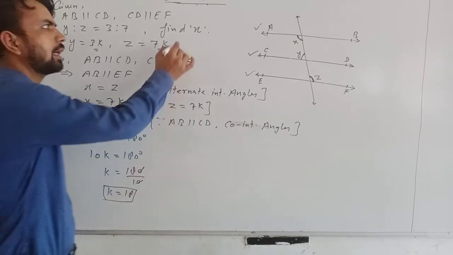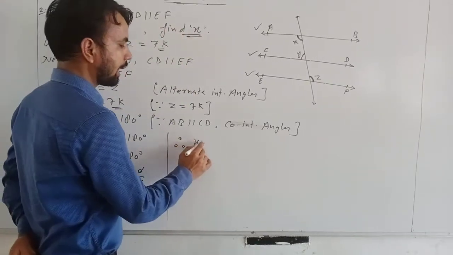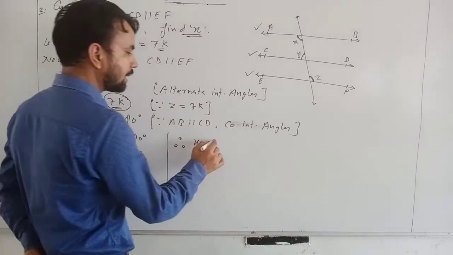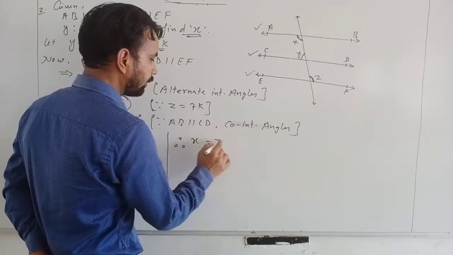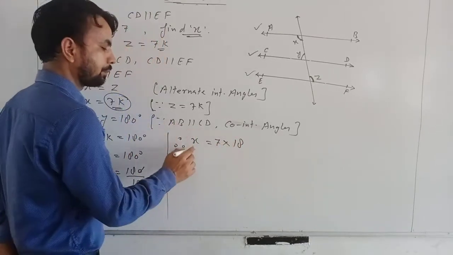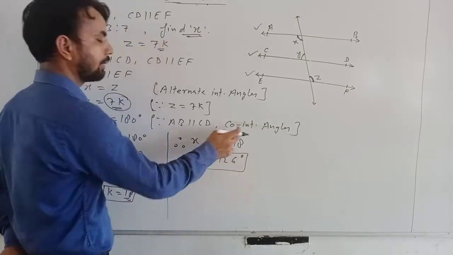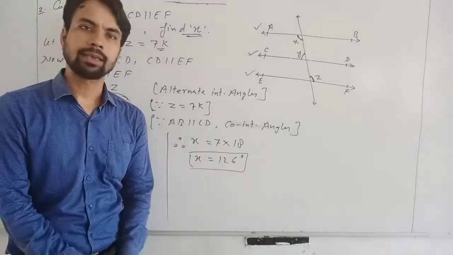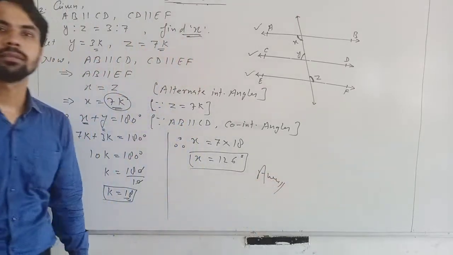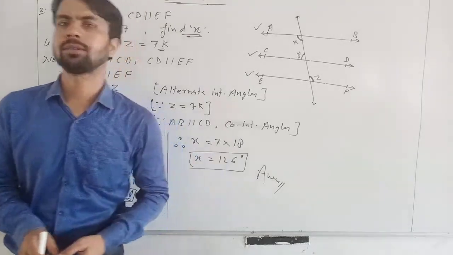But the question is asking about the value of X. So X is how much? 7K. So X equals 7 into K. The value of K is 18. So X equals 126 degrees. 7 into 18, 126. So the value of X is 126 degrees. This is our final answer. Hope it is clear. Good. So students, pause the video and note it fast.